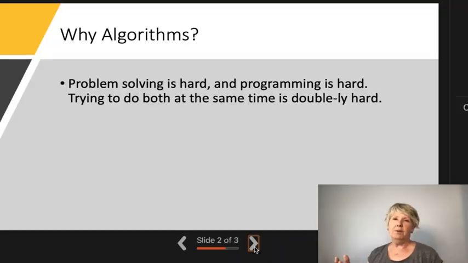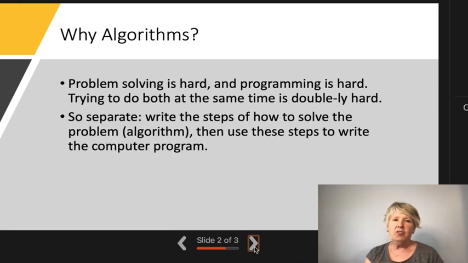So why do algorithms for computer programming? Basically, when you're writing a computer program, you're trying to solve some kind of a problem. You're trying to make the computer do something. And solving problems is difficult mentally. Programming is also difficult mentally. It's another thing that you're totally doing in your head. So now you're trying to do two things in your head at once. And as we all know, you cannot do that. You can only do one thing at a time. So trying to problem solve and program at the same time makes the process very, very hard. And this can really make your programming take a long time.